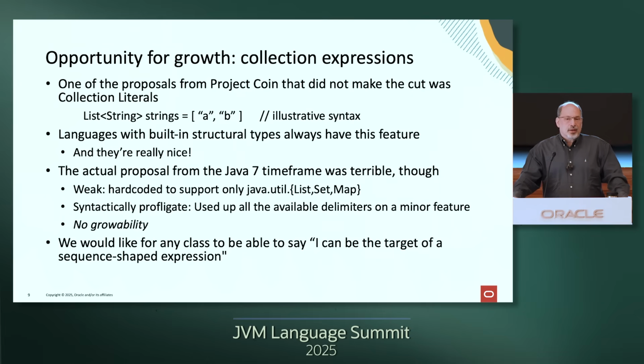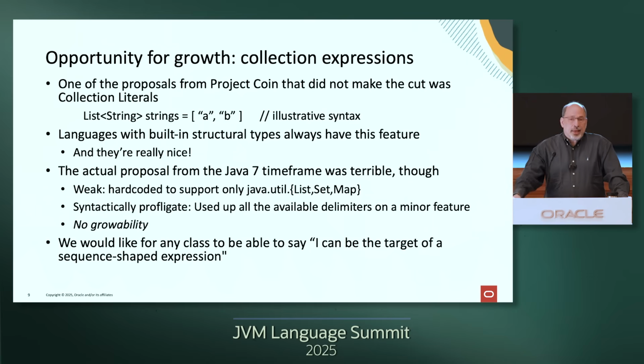We have something a little bit like that using libraries, where you can say list of, which is one of those glass half full, glass half empty things. A lot of languages have built-in structural types. They have built-in types for sequences and maps, and languages like that almost always have a collection literal feature. And it's really nice to work with, right? If you've worked with this in a language that provides collection literals, you probably miss it in Java, and we do too.